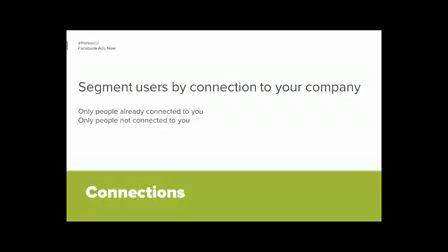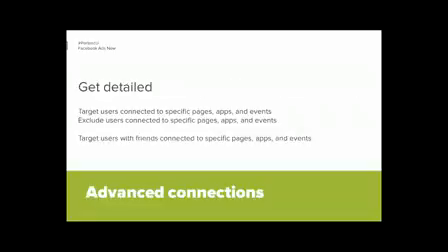So adding connections is another way to segment audiences. It's a really great way to segment customers based on a prior relationship that they may or may not have with you. So through these settings, you can target people who are already connected with your brand or company. You can also target people who have never been connected or don't know anything about your company. And then you can get detailed with these as well. So if you want to go after specific pages or apps or events that people are engaged with, they're talking about, they like, you can target those. You can also exclude those as well. And then the other one is targeting users with friends that are connected to pages, apps, or events.